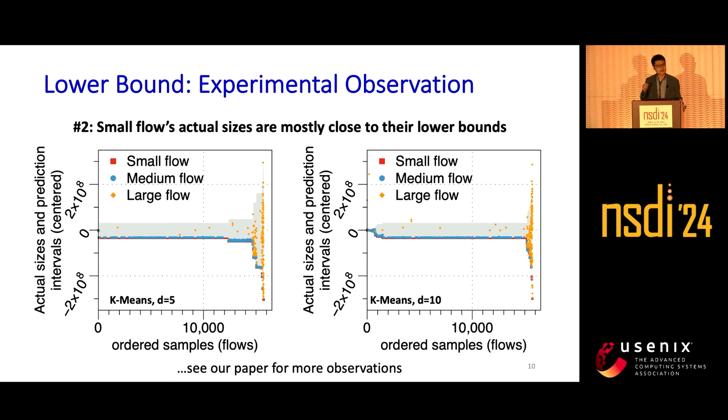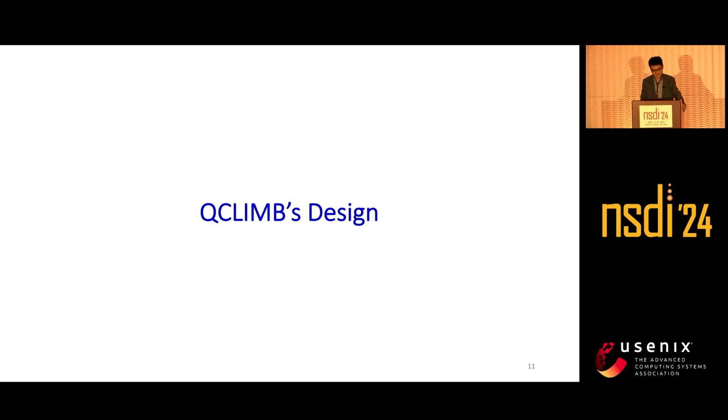So this phenomenon is reasonable because many data center applications usually show a long tail distribution where most of the flows are short. This will make the random forest trees have too many small values in their leaf nodes, and this will make the random forest give lower bounds close to the small flow size. So actually, you may have more findings from this figure, like the medium and the larger flows' lower bounds are relatively larger than the small flows. So please see our paper for more observations.